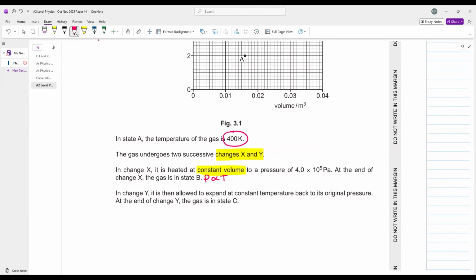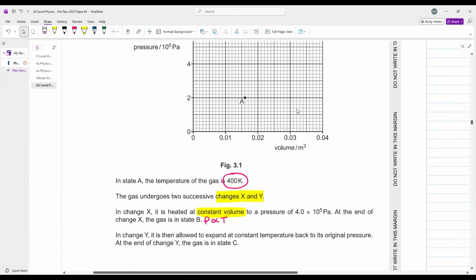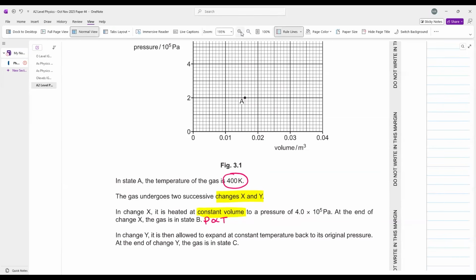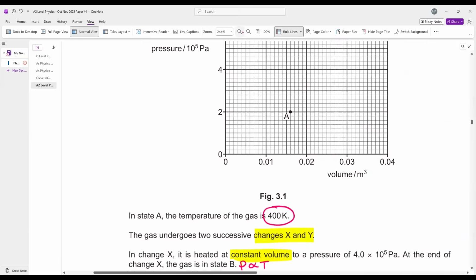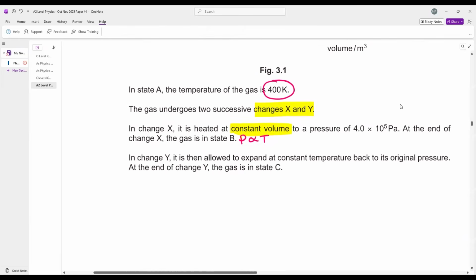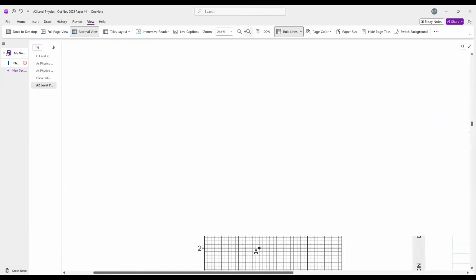चलो जी आगे देखते हैं. To a pressure of 4 into 10 raised to the power of 5. At the end of the change x, the gas is in state B. Okay, can we mark state B? Constant volume पे आप heat कर रहे हो and you are going to a pressure of 4. Volume remains constant. I think this is state B. I don't think उन्होंने mark करने का कहा है, but I have just done it for my purposes. ठीक है.